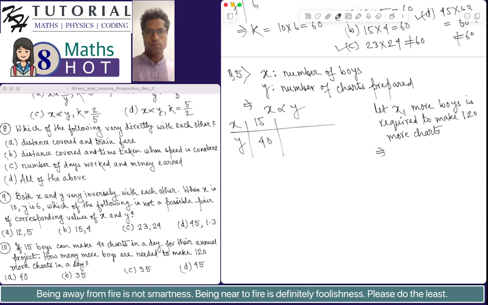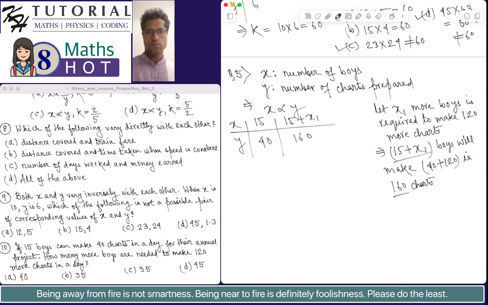So this will imply that x1 more boys means 15 plus x1. It means that 15 plus x1 boys will make 120 more charts, 120 more than 40. So 40 plus 120, that is 160 charts. Now I can enter these two corresponding values in the table. So I can write 15 plus x1 and y as 160.